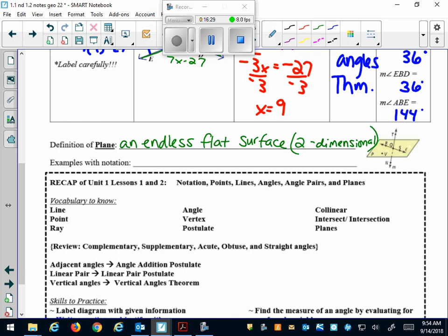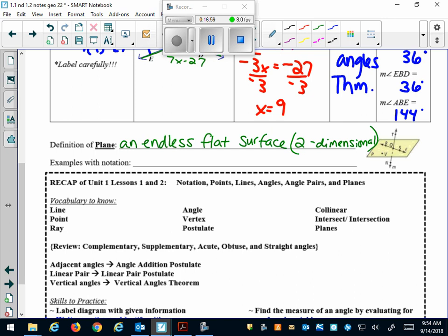So sort of everything we're going to be doing in geometry takes place in a plane until second semester when we enter the third dimension, and then we get things that are three-dimensional like cubes and spheres and prisms and cylinders and stuff like that. But triangles and quadrilaterals and parallel lines, these are all going to be in the same plane, so an endless flat surface.